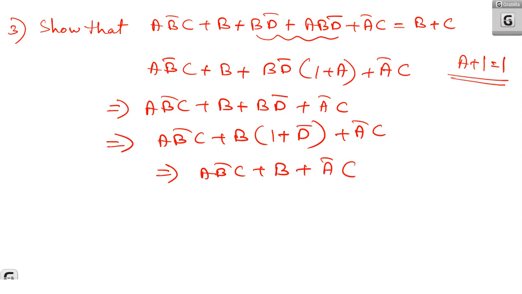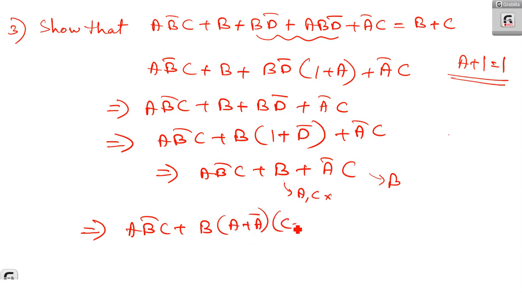Now you need to simplify this term. How to simplify it? See, in this term A B C is there. In this term A is not there, C is not there. In this term B is not there. So how can we write it? That is A B bar C or B into A or A bar and C or C bar.